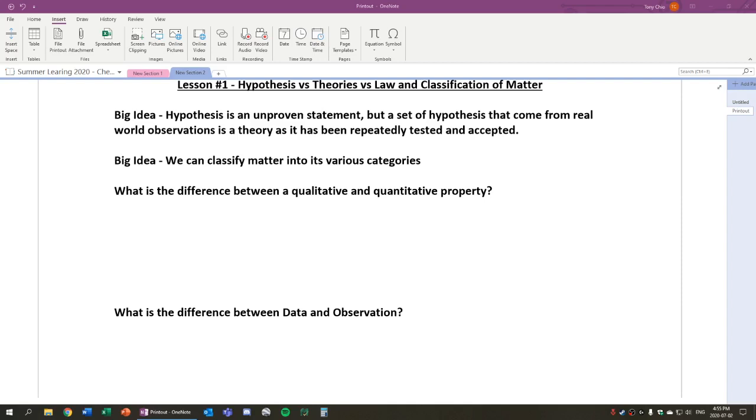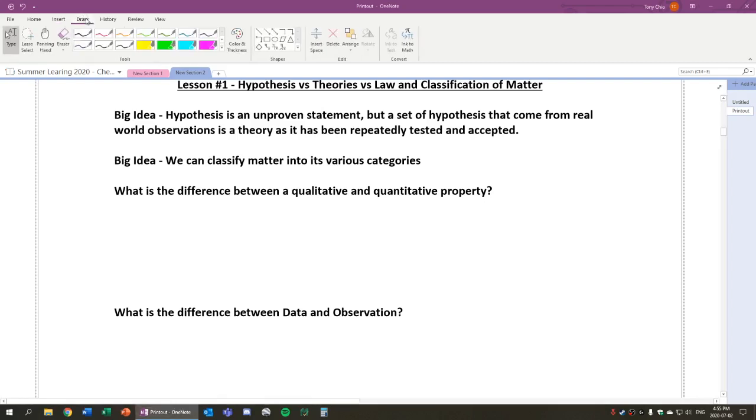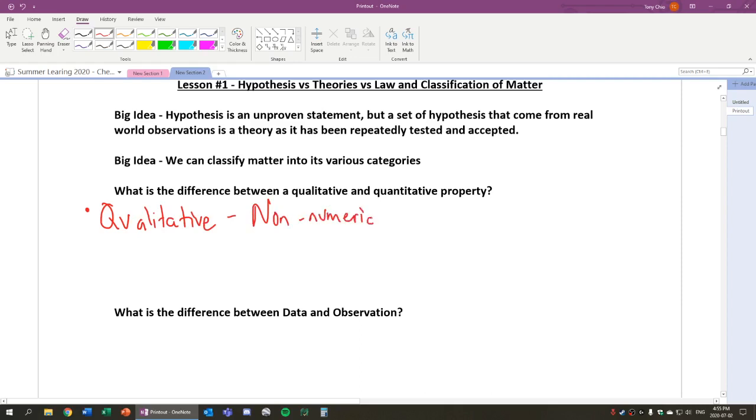So what is the difference between a qualitative and a quantitative property? The big thing is we need to know how to classify matter first of all based on its property. But what are the two different ways to classify properties? It's qualitative and quantitative. Qualitative comes from the word quality, which means it is a non-numerical property. It's the one where you use five senses.